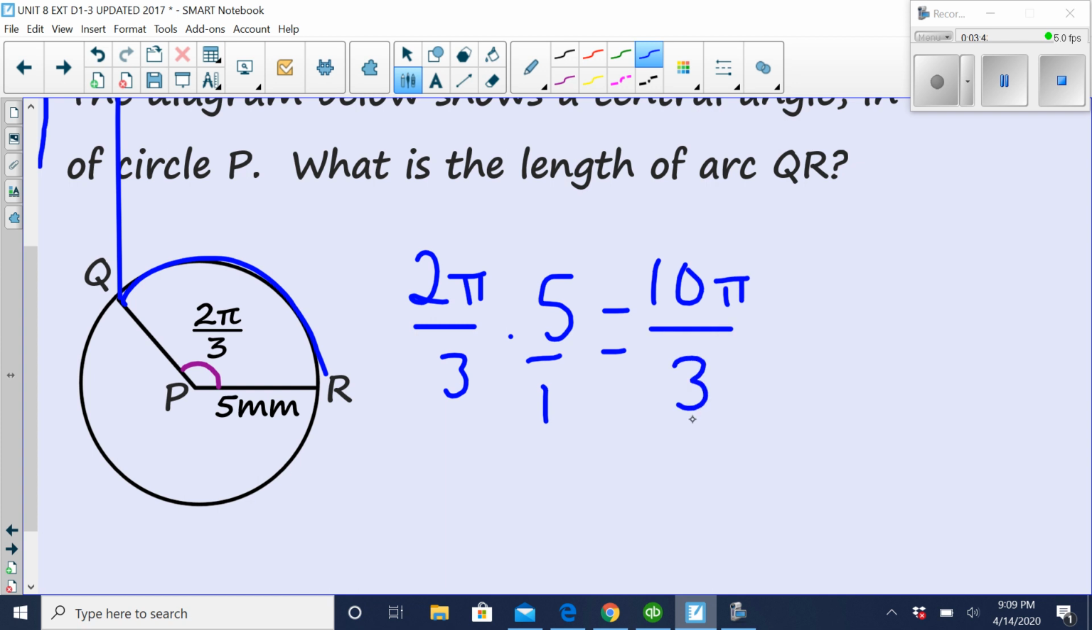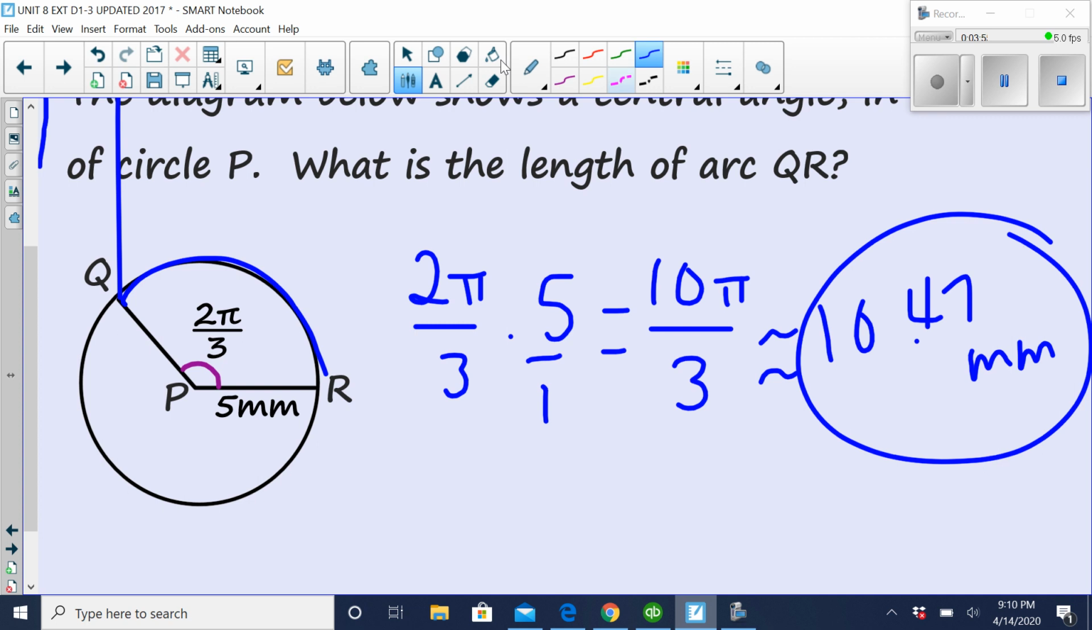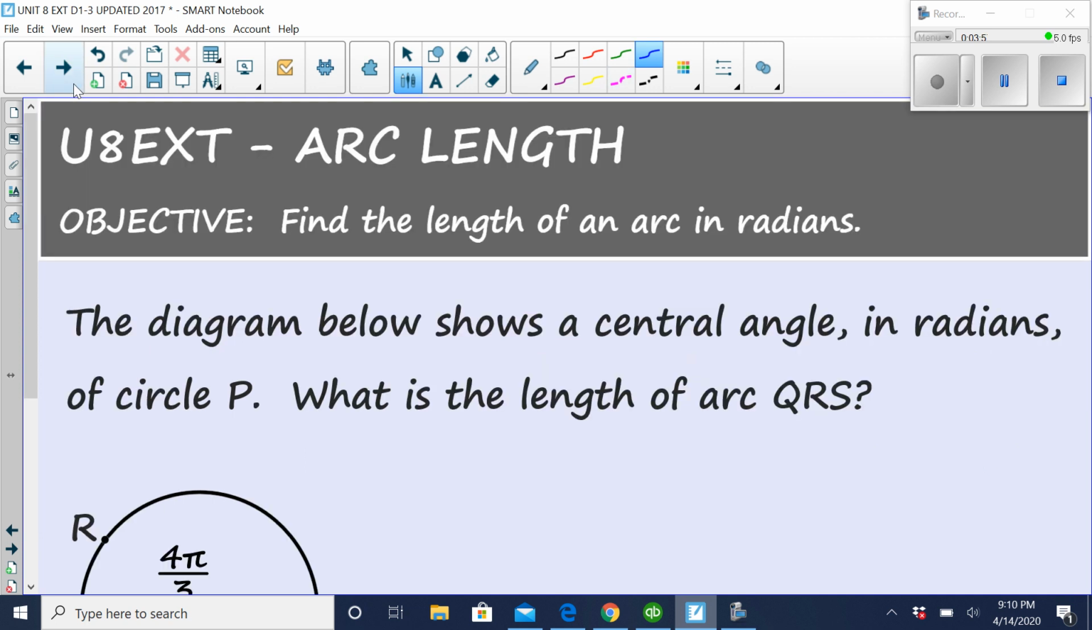So 10 pi over 3 is my exact answer. If I type it in, I end up with approximately 10.47. I could be labeling these. I didn't do that earlier, but 10.47 millimeters. I should be labeling them.